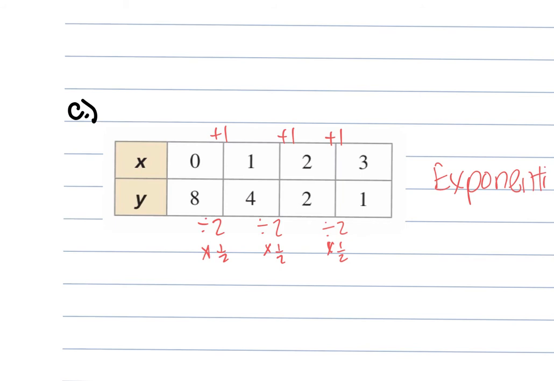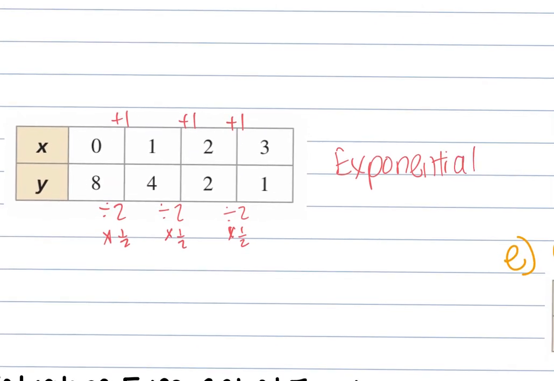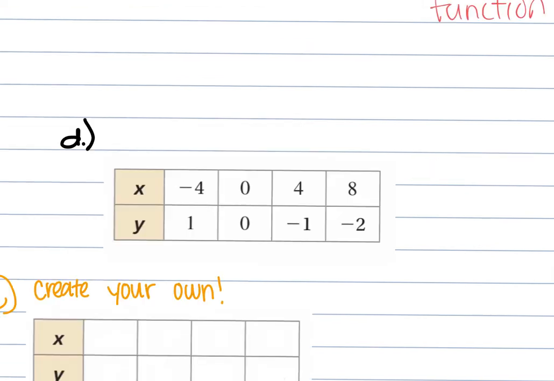So the x needs to have a constant rate of change. But it doesn't matter if that is multiplication or division. It could be division or multiplication, okay? But it cannot be addition or subtraction because that would be linear. Is there one where they're both, like x is multiplication and division and y is multiplication and division? Oh, yes, but that's not exponential either, okay?